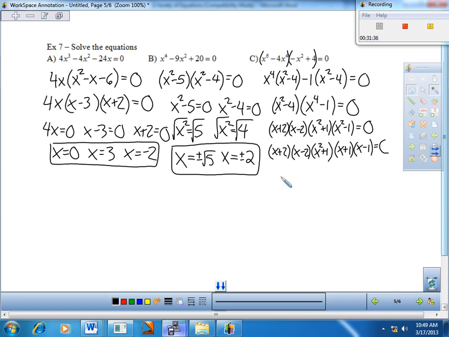Yeah. So I'm getting x equals plus or minus 2 from here and here. X equals plus or minus 1 from there and there. And then 2 pure imaginaries, plus or minus i, from here. Okay, if you just run into any issues on that, let me know, but that should be the case.